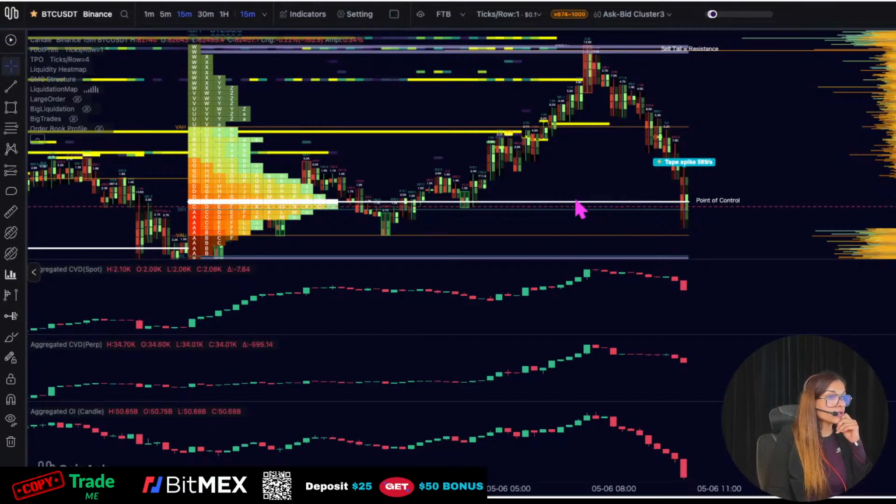Now there are some CVD combos that I like to use. What we're looking at here is quite simple. Spot CVD down, perp CVD down, so both sides are selling and price is down. So there is basically trend continuation to the downside, is what I'm seeing.